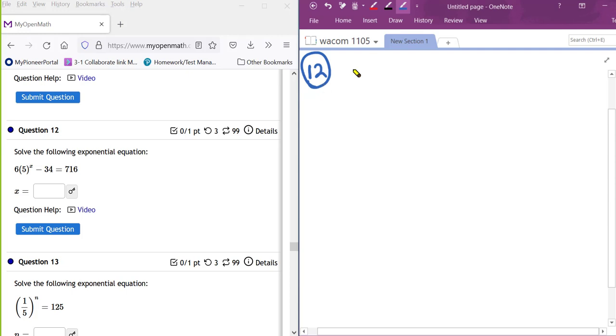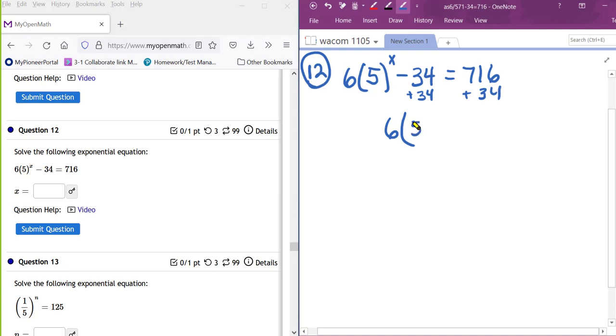For number 12, we have to do work on it before we're allowed to work with that rule. You can't have all this other stuff on the left-hand side. So you want to isolate this piece to the power. So first you're going to take off your 34. So add your 34 to both sides. So you're still going to have this. Divide out the 6.